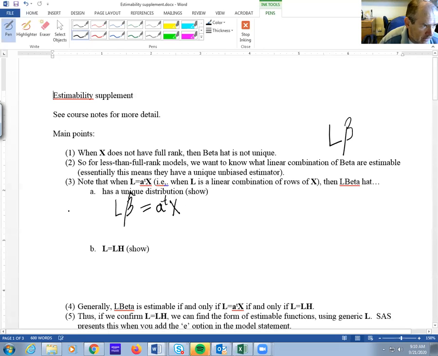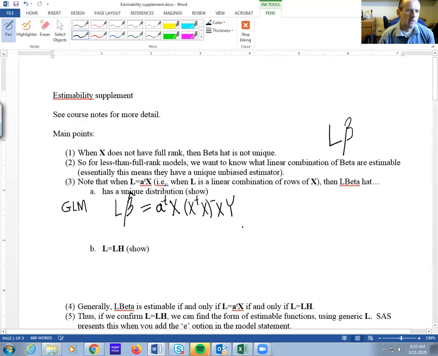I think just for simplicity here, I'm just going to talk about the GLM case. It's going to be a similar issue for the linear mixed model, but for the GLM case, then we just have X transpose X inverse X transpose Y.